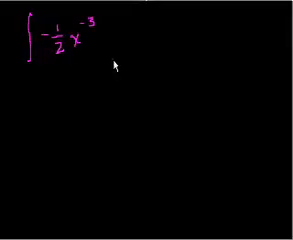Well, I don't want to confuse you too much. Let's do one more problem. I won't make this one as hairy. So the integral of negative 1/2 x to the minus 3 plus 7x to the 5th.